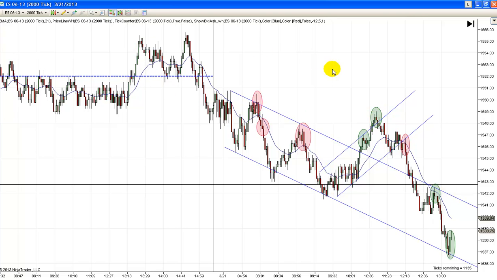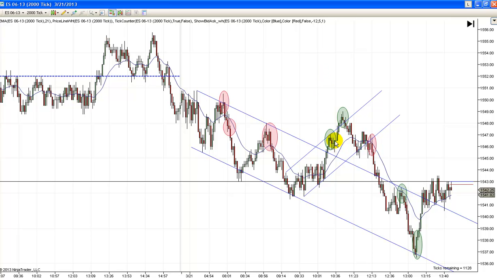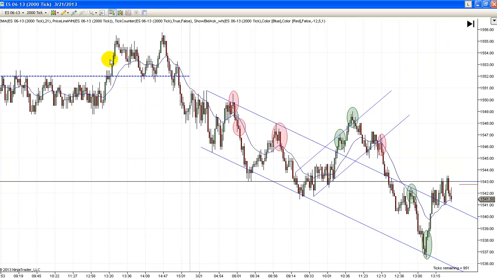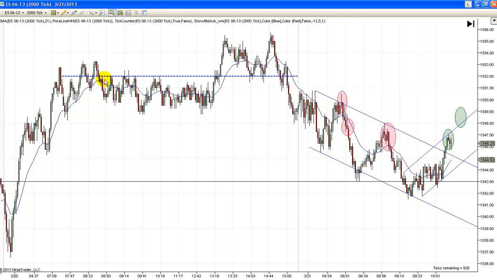You got to understand why it broke out of here, and then what it's likely to do after it breaks out of there. Now everybody's thinking long here, but that's what they want you to think. They're fooling you just before they take it off, and then all your exits are going to help drive it down even further. Same thing here. They're just fooling you. That's why they let it break out and then it fails. Smart traders have all their sell orders up here, and the weak traders all have buy orders up here because they're getting short down here.